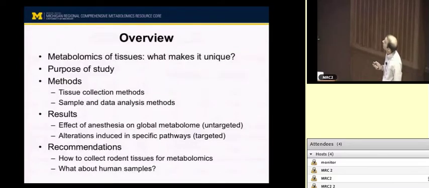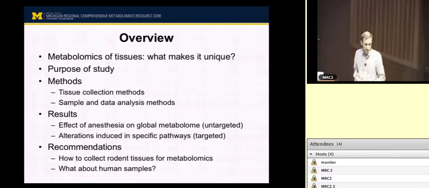Okay. So metabolomics of tissues. First, what makes metabolomics of tissues unique? Why does it deserve special consideration compared to metabolomics of serum or a cultured cell or anything else that you might look at? Then we'll talk about the purpose of the particular data that I'm presenting. This, unlike the other talks, which were very general, was a particular study that we did because we needed to answer a question for our research.